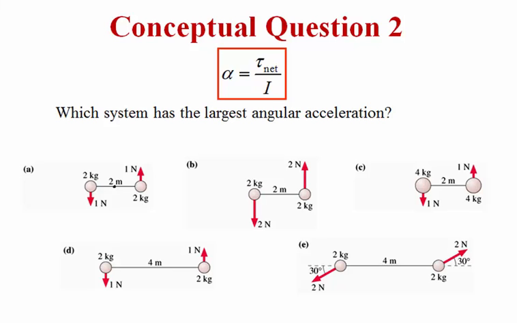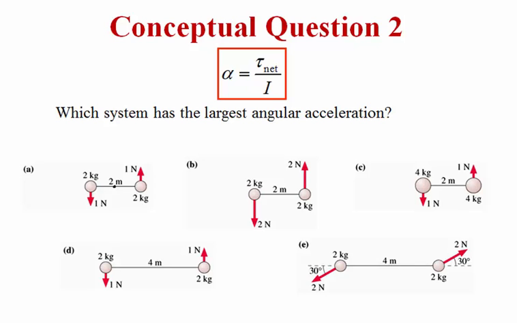This conceptual question allows you to put together the ideas of both torque and rotational inertia. So first of all, we have 5 different situations. We have 2 masses on opposite ends of a rod, and each of these rods is going to be rotating about its center. And we're going to try and find which of these rods has the largest angular acceleration. And so this depends on 2 things.